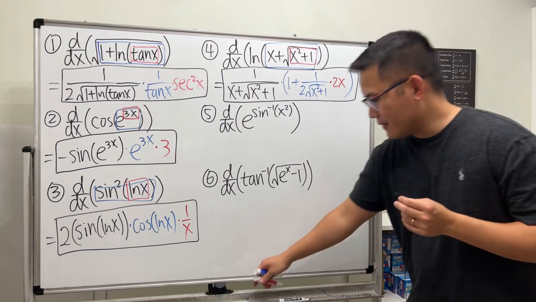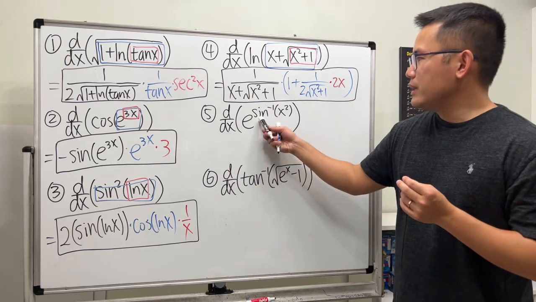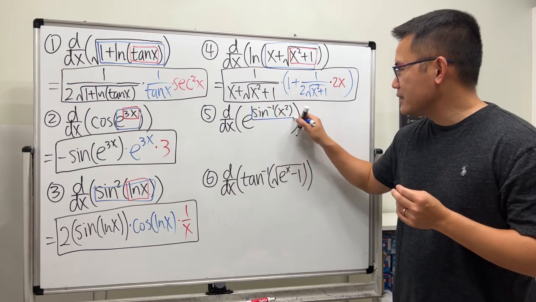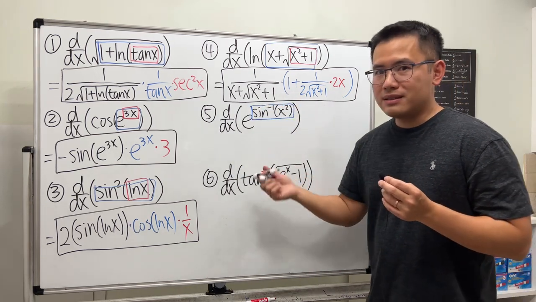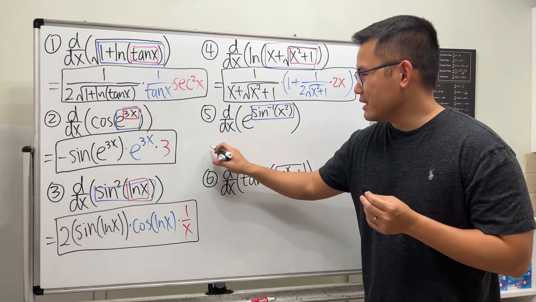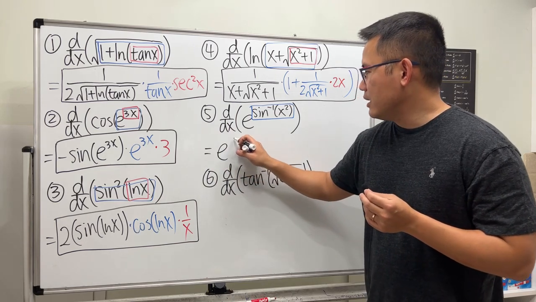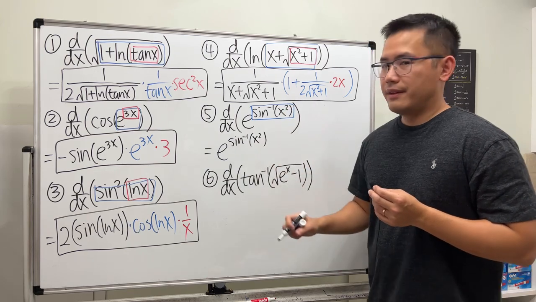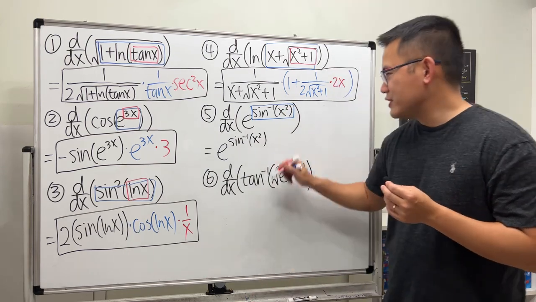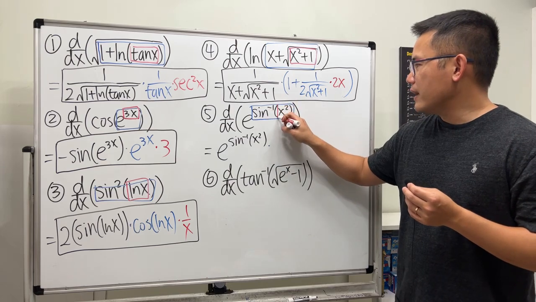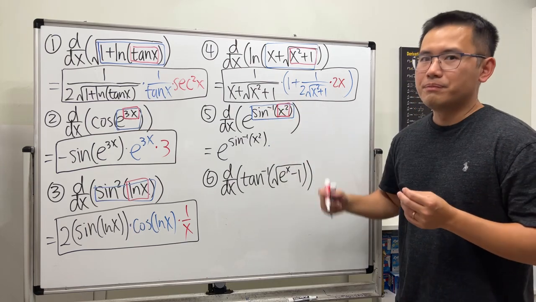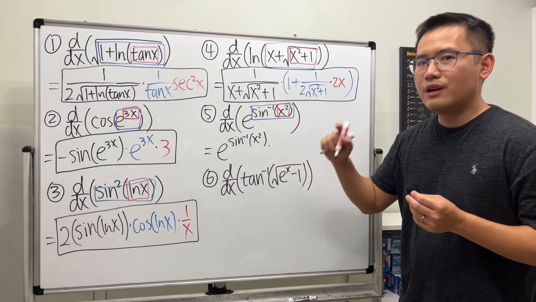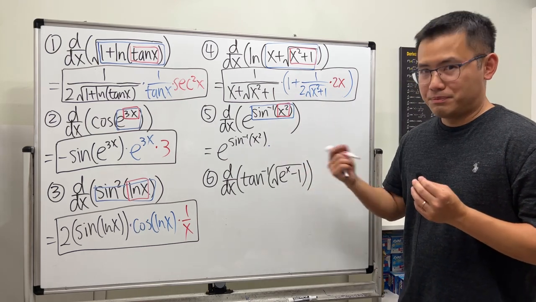Now, number 5, we have e to the inverse sine function of x squared. So e to the box first, yeah? So e to the box, the derivative of that is just e to the box. So we just write that down, e to the inverse sine of that. Then we are going to differentiate inverse sine of x squared. So inverse sine of box.